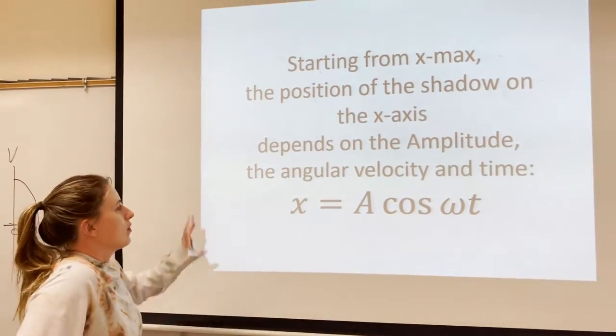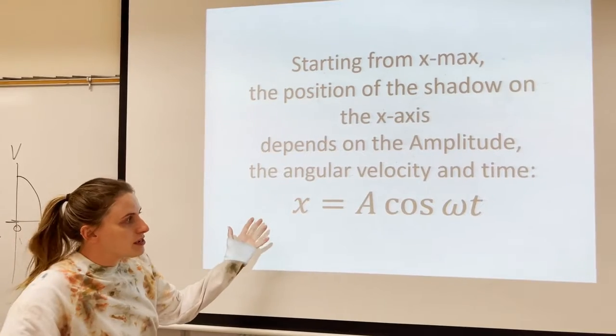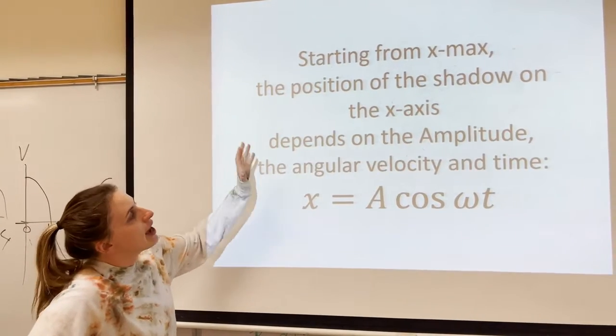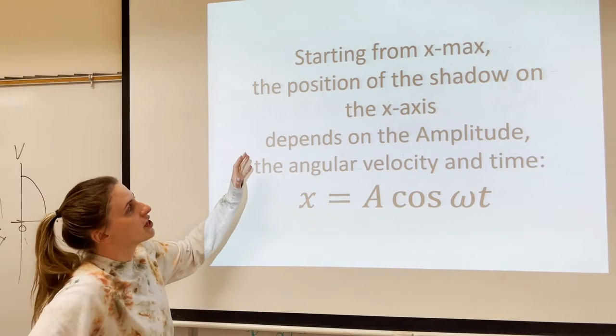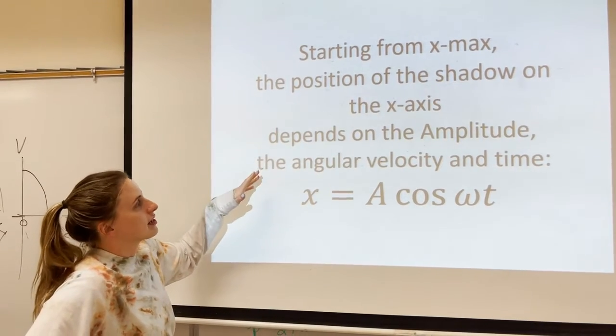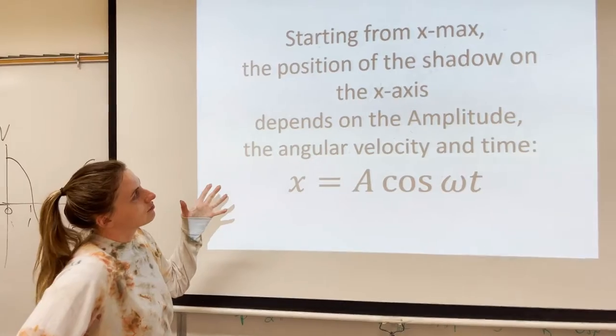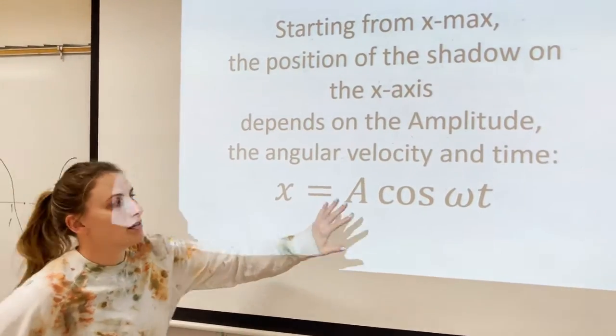Okay, so this equation is going to be on your AP equation sheet. How do we use it? Starting from x max, the position of the shadow on the x-axis depends on the amplitude, the angular velocity, and time. So position depends on these things right here.